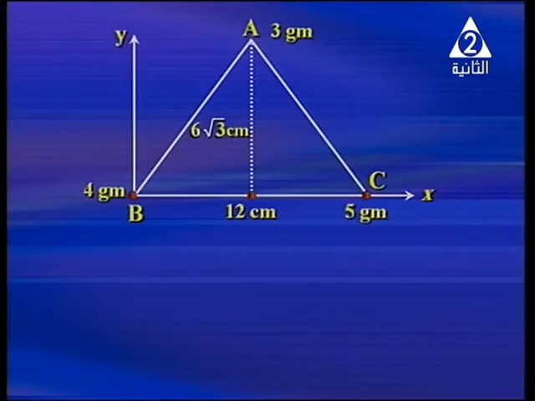Measure angle ABC is 60 degrees. The height or altitude: sine 60 equals height over half BC, which equals 6. By using angle 60, we find the height of triangle ABC is 6 root 3.